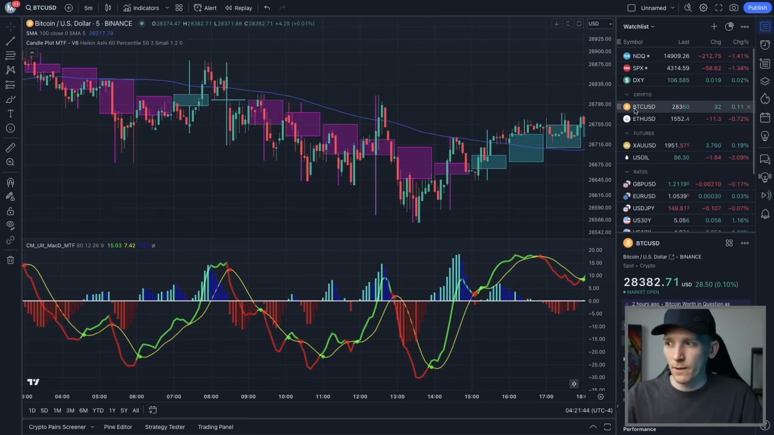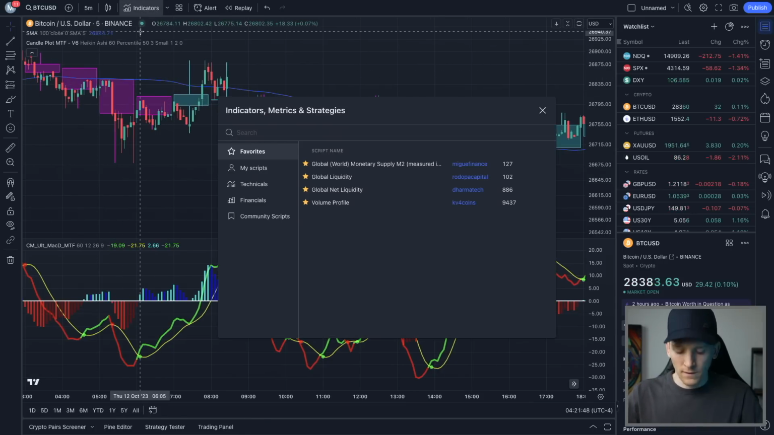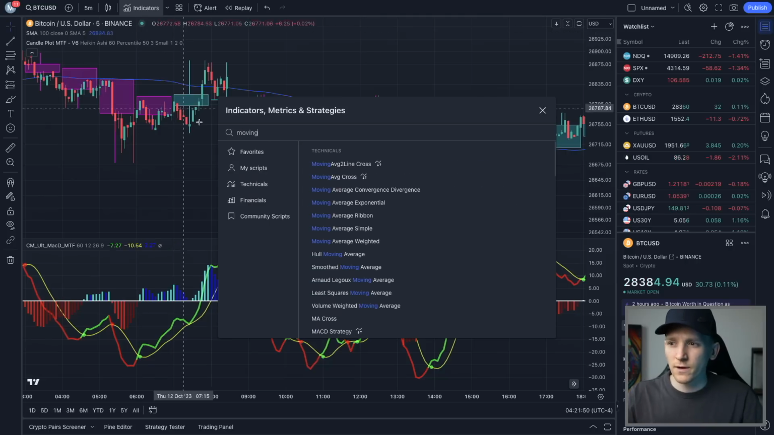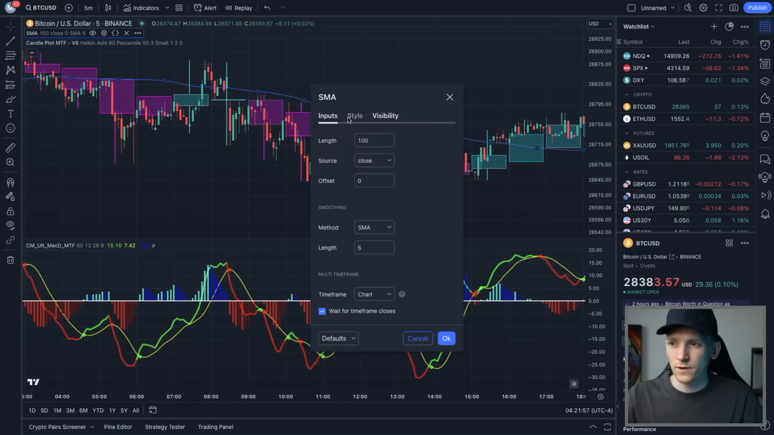So what we're going to do is go to our Bitcoin chart. We're going to check the 5-minute time frame, go to indicators. First thing we're going to do is put a simple moving average on here. That's just going to show us this blue line. So if you come up here and put the settings on, you can change the color. Inputs, I've put 100 periods.